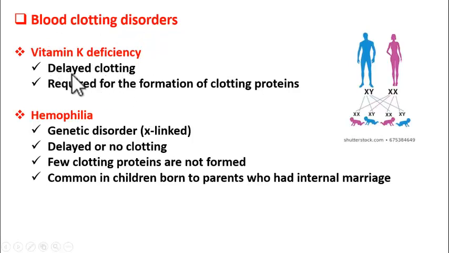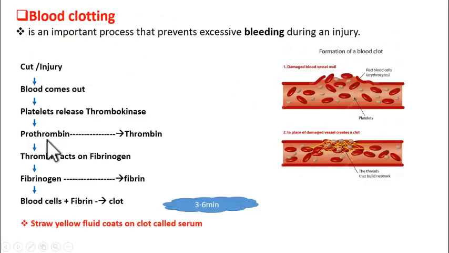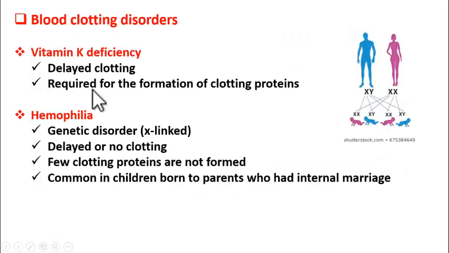So the first one is delayed clotting due to vitamin K deficiency. So whenever there is vitamin K deficiency in our diet, what happens? Clotting takes place very late. Because vitamin K is required for the formation of clotting proteins. What are clotting proteins? Here we have seen prothrombin, fibrinogen. They are clotting proteins. There are many others, but only two are discussed in your textbook.